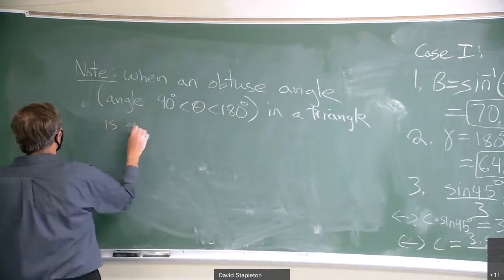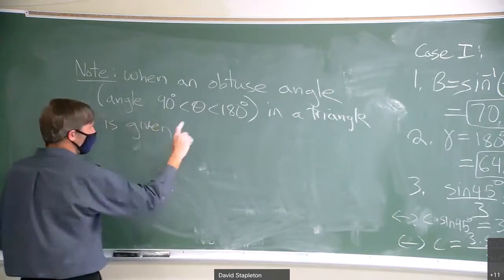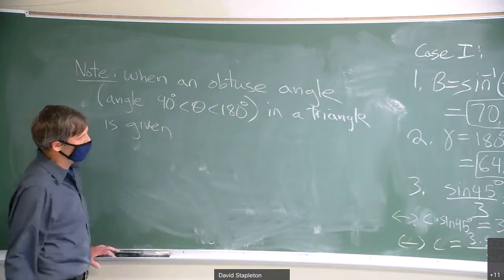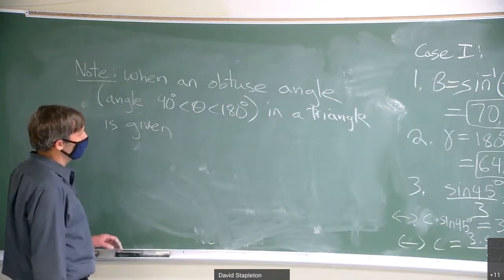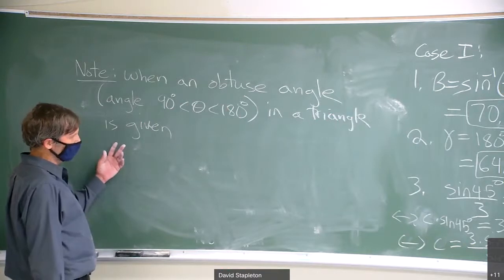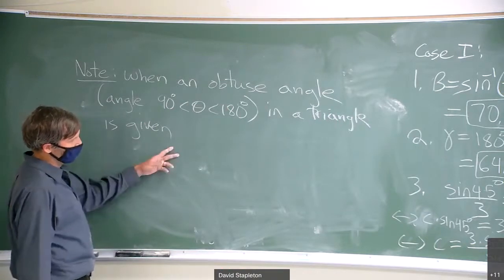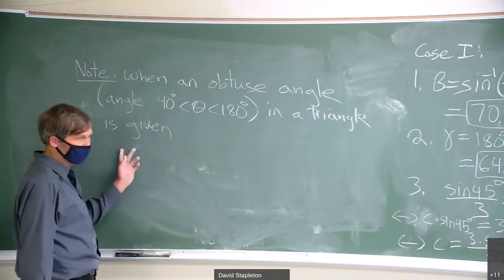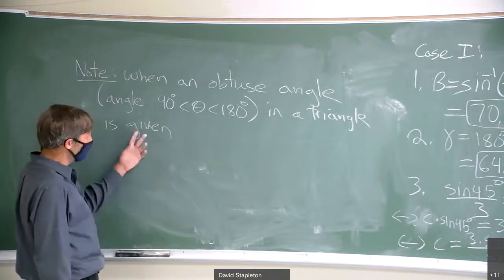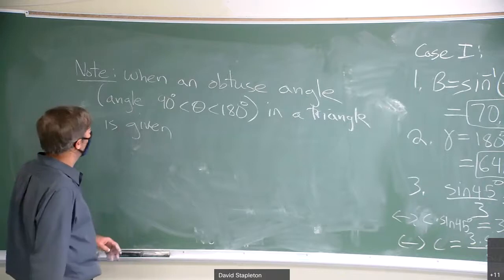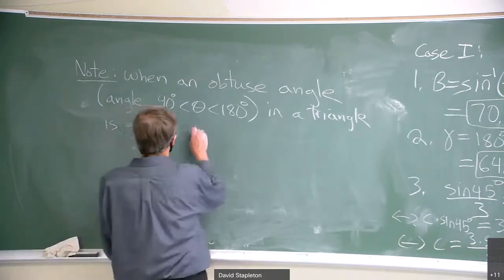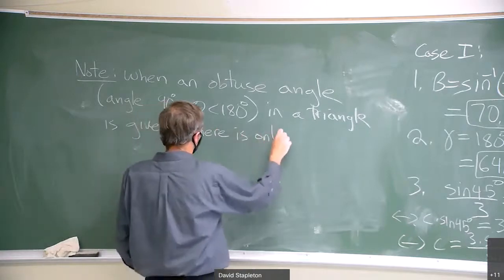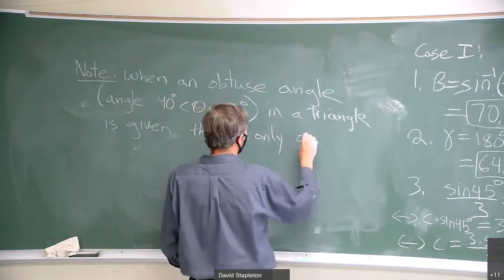Suppose that's given. You don't have this case of having two cases. There can only be one obtuse angle in a triangle, and then what happens is the only solution for that ambiguous case is arc sine of the angle, not 180 minus the arc sine, because 180 minus the arc sine will be obtuse. You can't have two obtuse angles in a triangle. So when an obtuse angle is given, there is only one triangle. The 180 minus doesn't work.